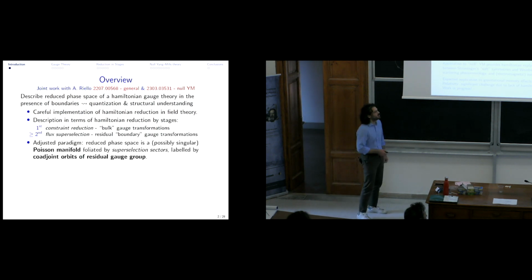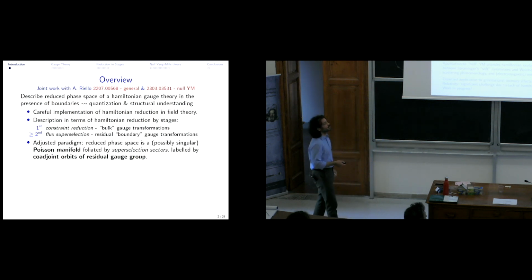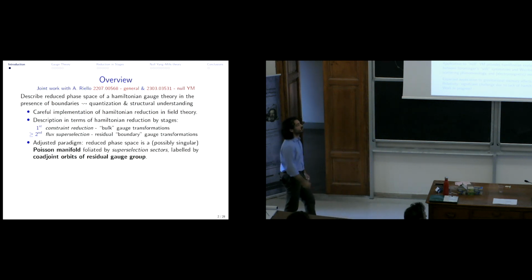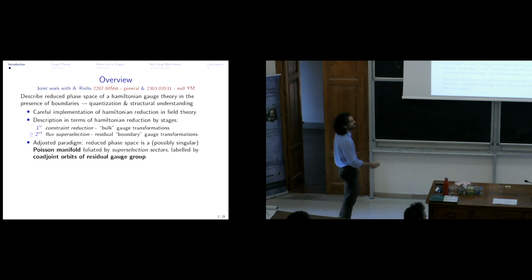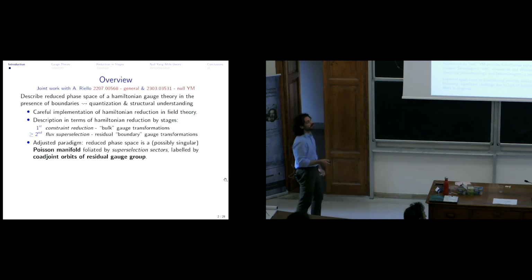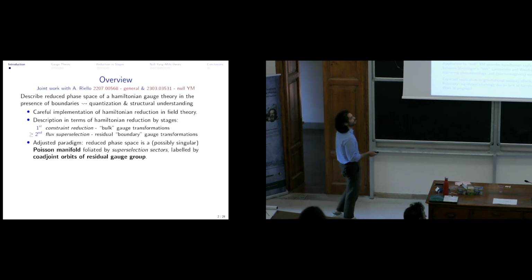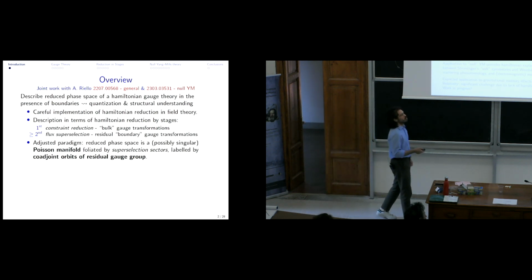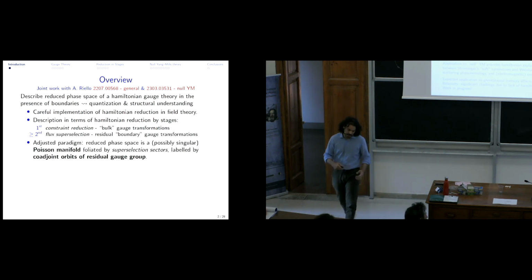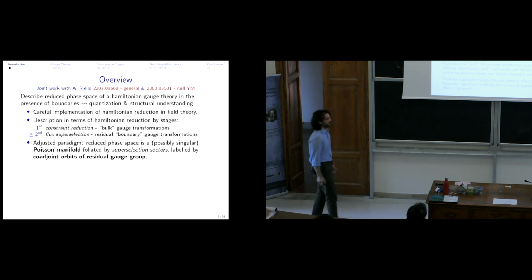So in fact, the upshot of this is that the reduced phase space for a field theory, whenever you're considering boundaries and boundaries of boundaries, is rather than a symplectic manifold, a Poisson manifold, possibly singular, which is foliated by symplectic leaves, which we call superselection sectors because they are a classical counterpart of the superselection sectors that people study in algebraic quantum field theory, for example.